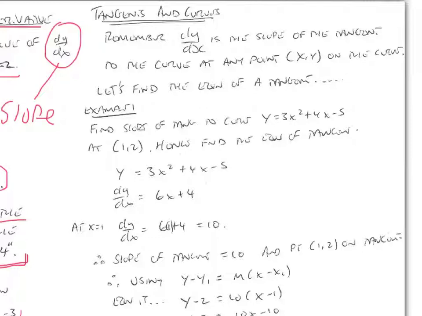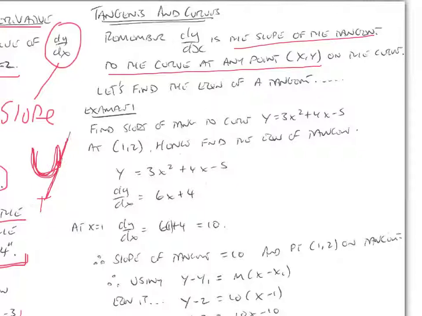Now let's talk about tangents and curves. Just remember that dy/dx is the slope of the tangent to the curve at any point (x, y). Here's a curve, here's a point. The dy/dx of this function gives us the slope of this tangent to this curve at that point. Okay, so let's find the equation of this tangent.